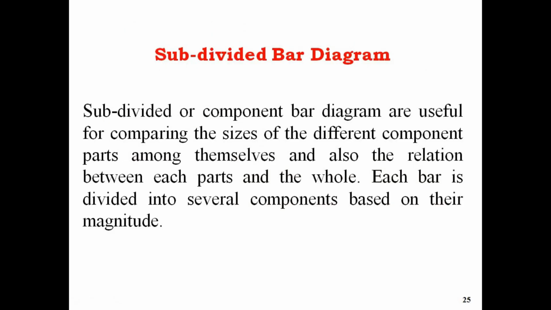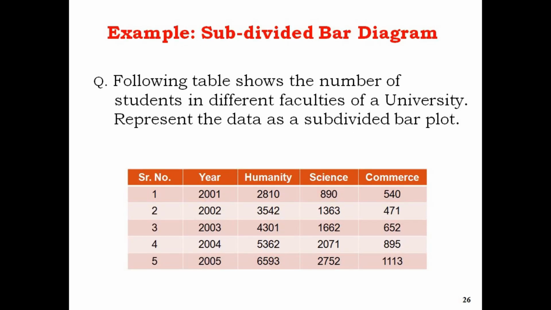Then next, subdivided bar diagram. Subdivided or component bar diagram, this is also called component bar diagram. Subdivided or component bar diagrams are useful for comparing the sizes of the different component parts among themselves, and also the relation between each part and the whole. Each bar is divided into several components based on their magnitude. This is all about subdivided bar diagram.